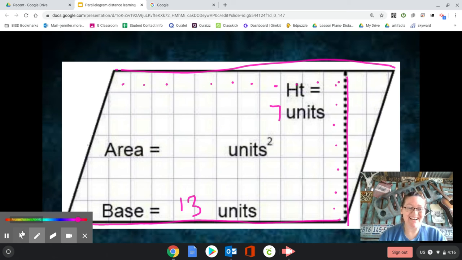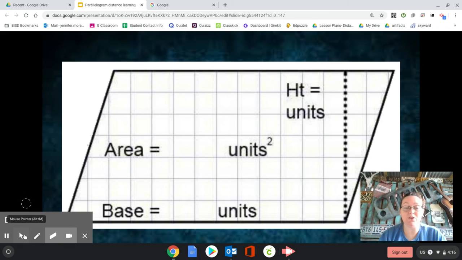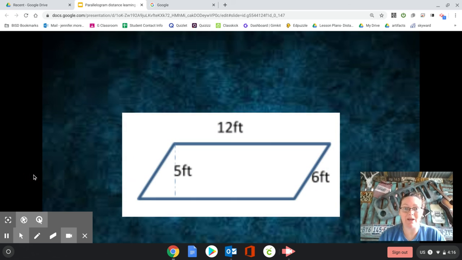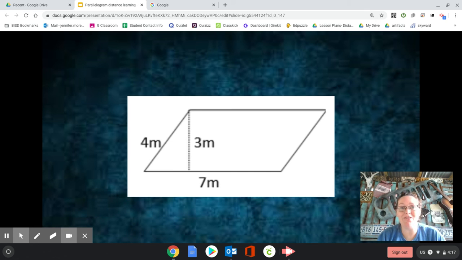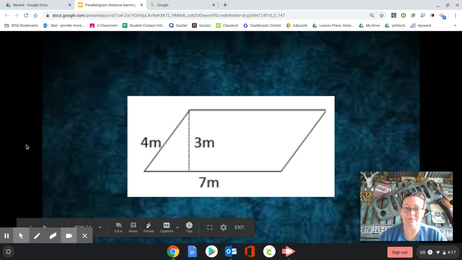Okay? All right, so now the rest of these you're going to do, but you'll be answering them within your Edpuzzle, okay? Here is a parallelogram. First thing you'll do is identify the base. And then you'll identify the height. All right, so once you know your formula is base times height, you would multiply them. All right, one more here. Same thing. What is the area of this parallelogram?